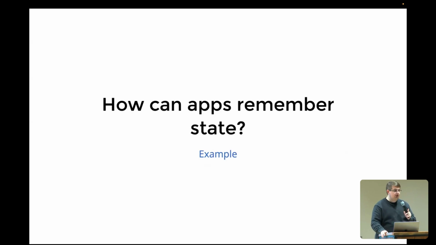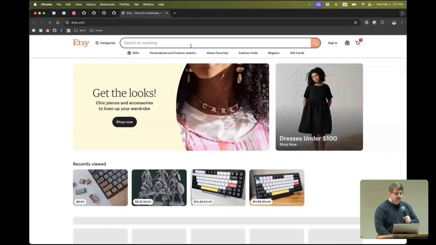And then I will use identity interchangeably with this word state for now, okay? And the question, this is very interactive. I really want people to talk back to me. And this is a question for you. How can apps remember state? And more specifically, what I mean is this.